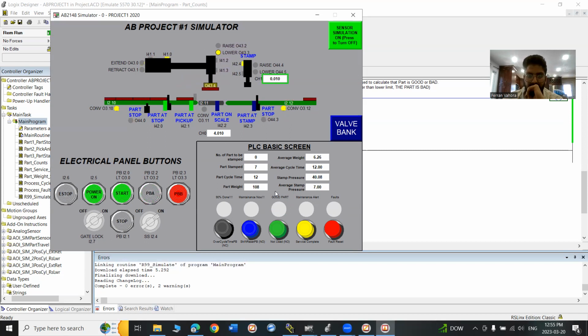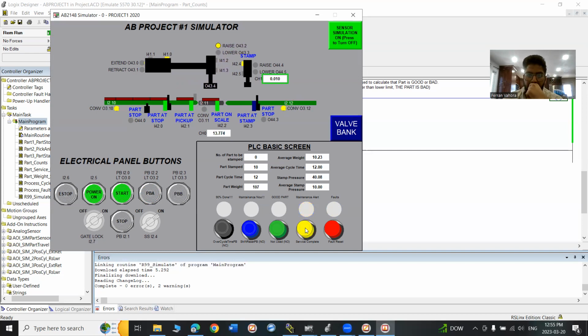For the maintenance part, I have taken the value 10. When the part stamped count is above 9, it will give a service soon request on the yellow light. So it is given. Now it exceeds the limit. If it exceeds the limit of 10, the machine will require service soon. It is 10. It is done.